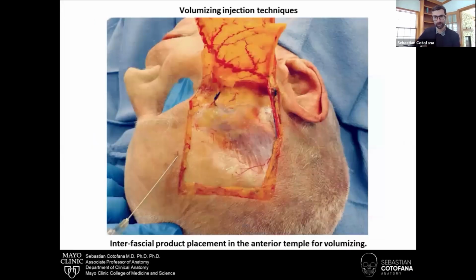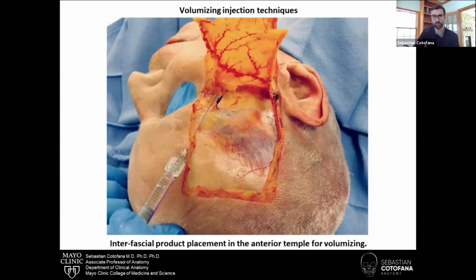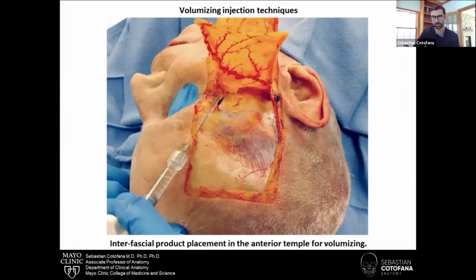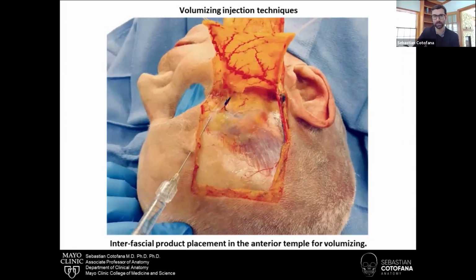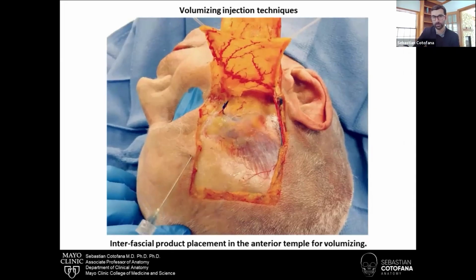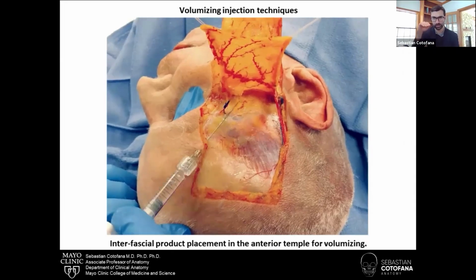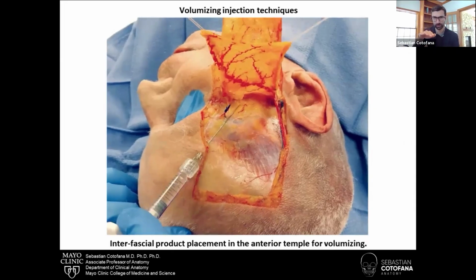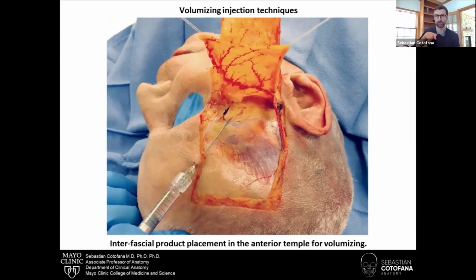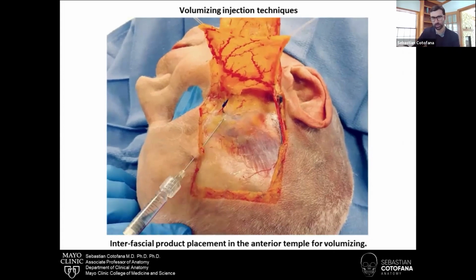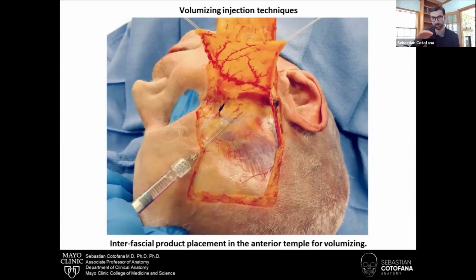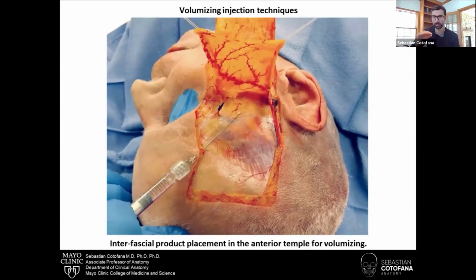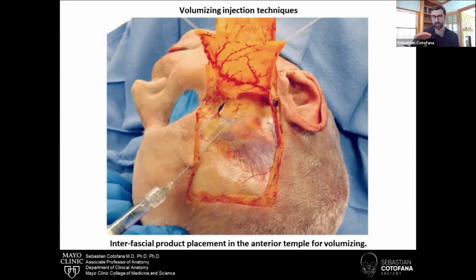And then you have another technique to volumize the temple, which is called the interfacial injection technique. You can see that here. You enter from the forehead in contact with the periosteum, and you position your product between the superficial temporal fascia and the deep temporal fascia. There you can see how the cannula is located on top of the deep temporal fascia.